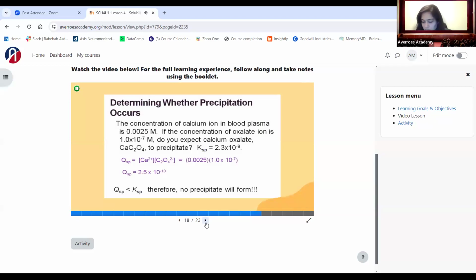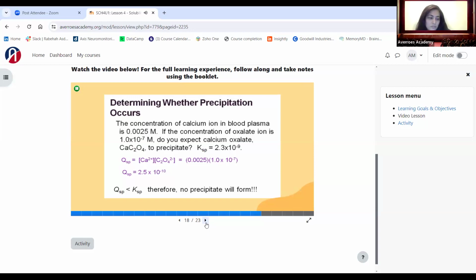So let's take a look here at solving this problem. Our Q, it's the same formula that you're going to use for the KSP, but the only difference is that our reaction quotient Q is similar to K. The difference is that K is calculated using concentrations that are for sure known to be at equilibrium, whereas Q may or may not be at equilibrium, but we use the same mathematical equation to calculate it. So in this case, our Q value is the concentration of Ca2+ times the concentration of C2O4 2-, and it's a 1-to-1 ratio.